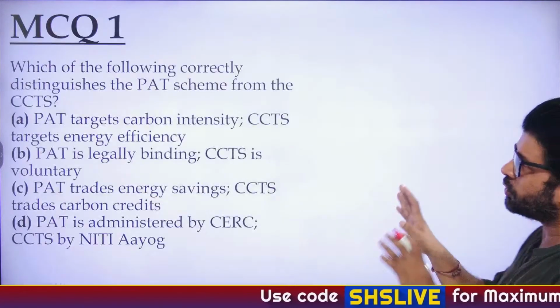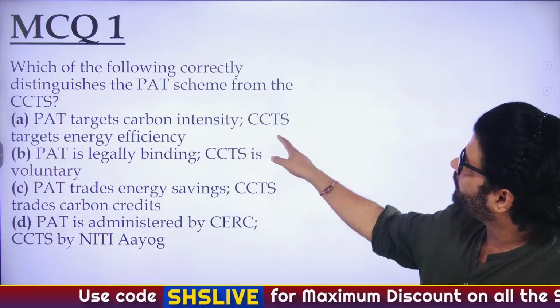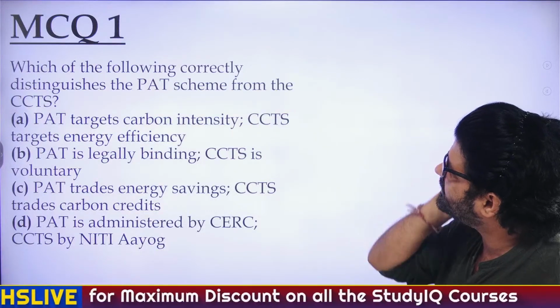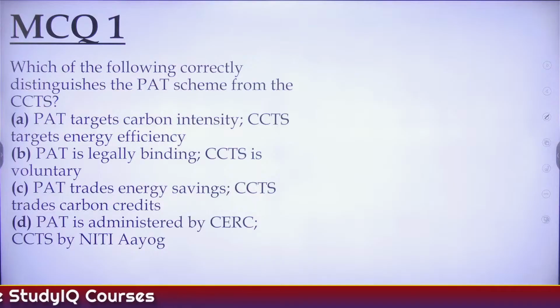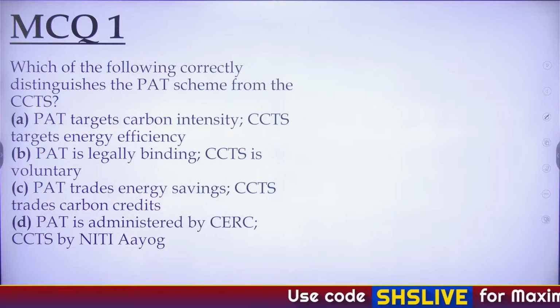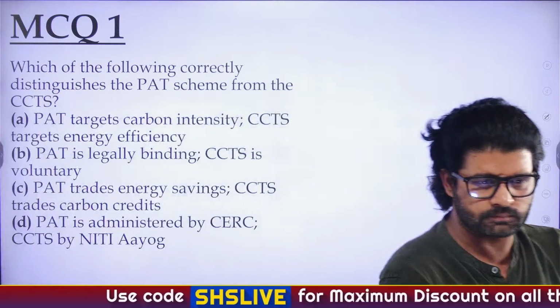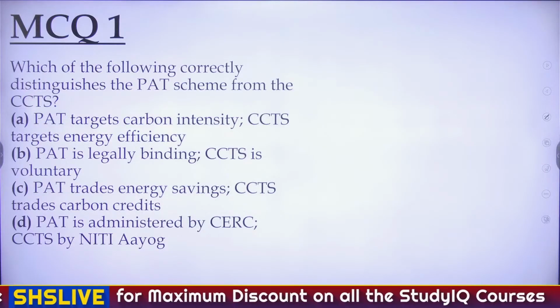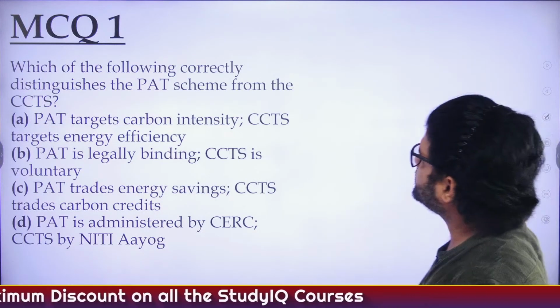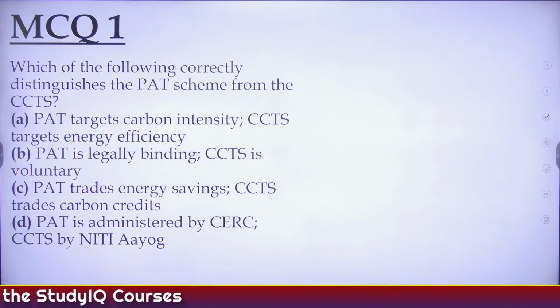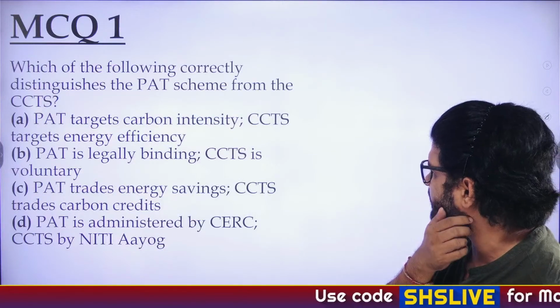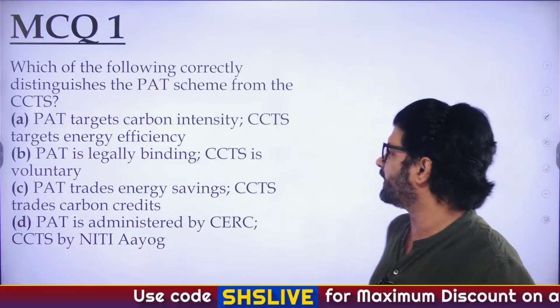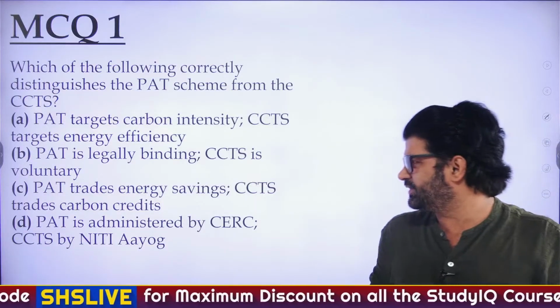Okay, now let's solve some questions so that you can remember these things in a better manner. Which of the following correctly distinguishes the PAT scheme from the CCTS? Have a look at this. PAT targets carbon intensity, CCTS targets energy efficiency. PAT is legally binding, CCTS is voluntary. PAT trades energy savings, CCTS trades carbon credits. PAT is administered by SIR, CCTS by Niti Aayog.